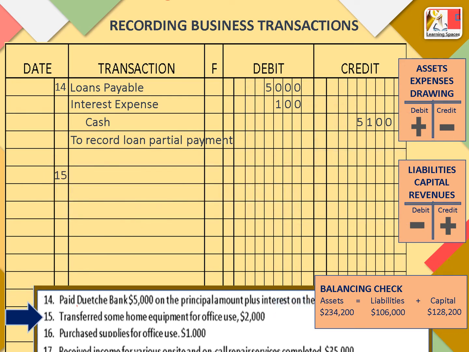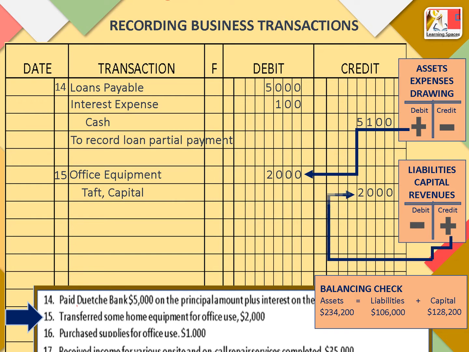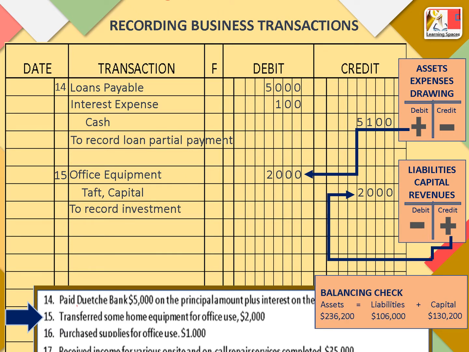Midway through the March 15 transaction, the transfer of personal or home equipment for business use will increase the asset account, office equipment, by $2,000, and that is plotted on the debit, which is the normal increase side of all assets. On the other hand, the capital of Mr. Taft should also increase by $2,000 as a result of converting his home equipment into office use. The accounting equation in this case will increase total assets and total capital, each by $2,000.